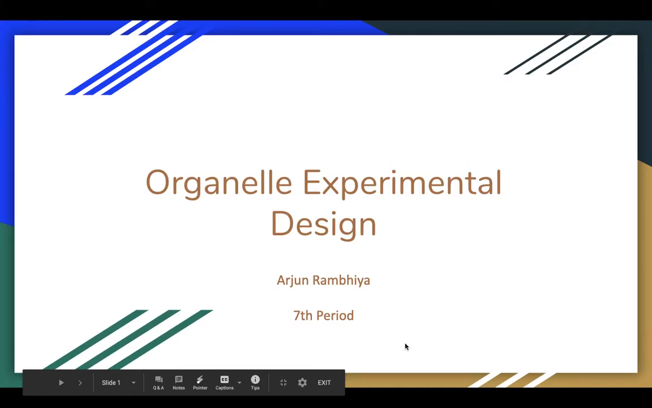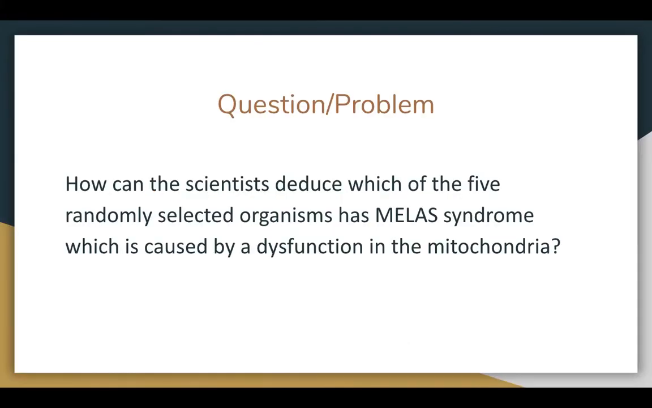Experimental design by Arjun Rambia. So the question we have is, how can the scientists deduce which of the 5 randomly selected organisms has MELAS syndrome, which is caused by a dysfunction in the mitochondria?